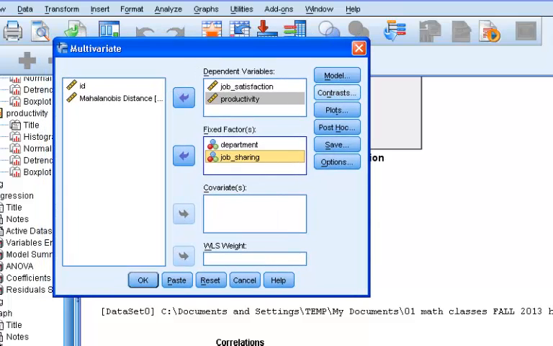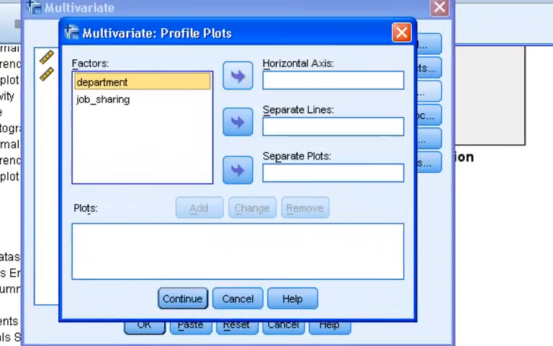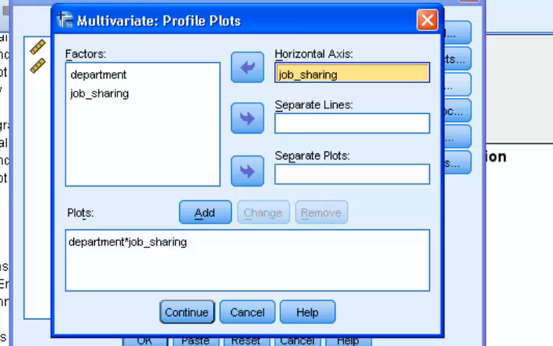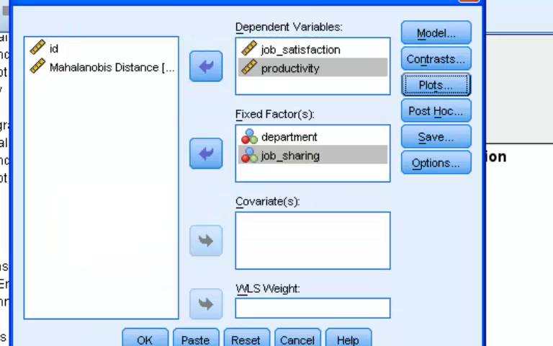And let's see, model, contrast, plots. What do we want? We always want plots. So let's look at our plots one way, add, and then we'll look at them the other way. This is what's going to give us our graphs of the estimated marginal means. It'll show us where the interaction is, that kind of stuff. And what else do we need?